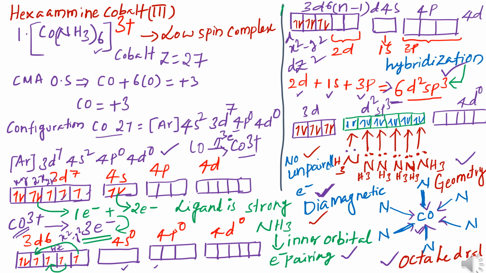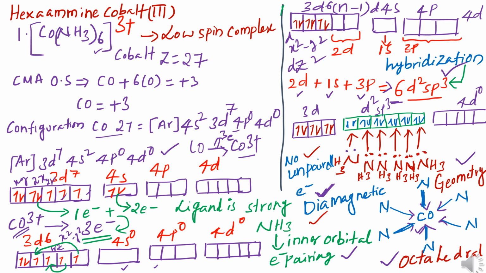But for our convenience here, to describe the nature of the coordination compound, we are just simply rearranging the configuration according to our convenience. So argon 3d7, 4s2, 4p0, 4d0. This is the original atomic configuration. But cobalt is existing in the form of Co3+. Cobalt is existing as a 3+ ion.